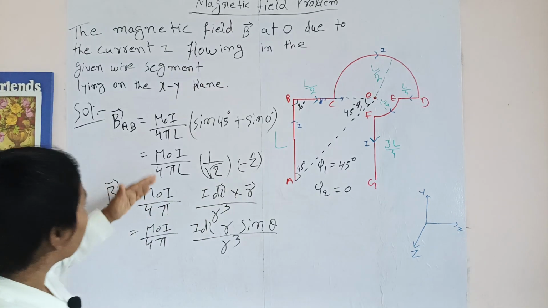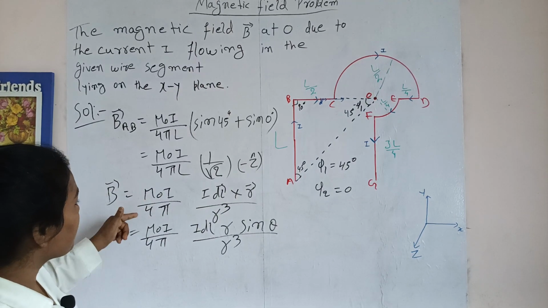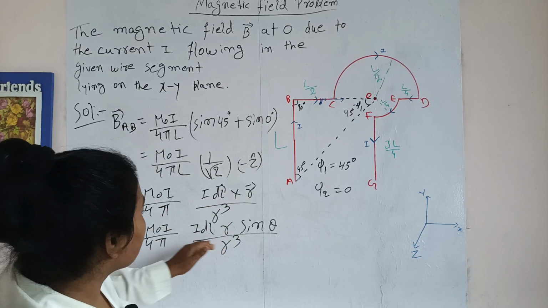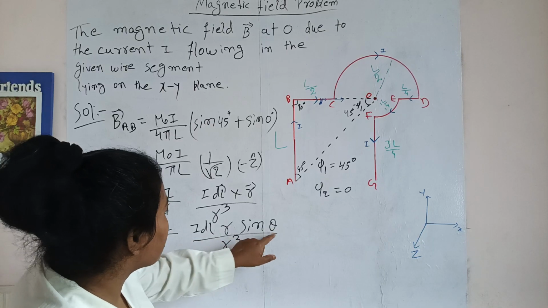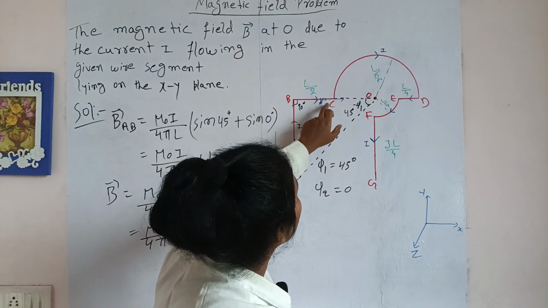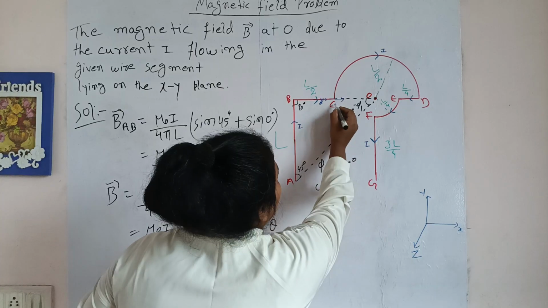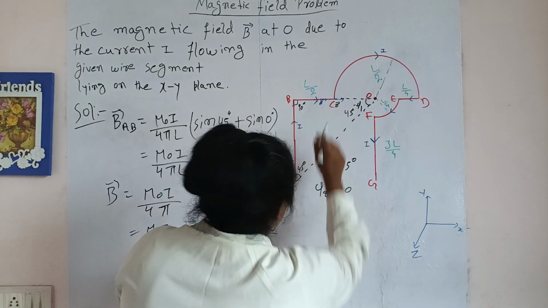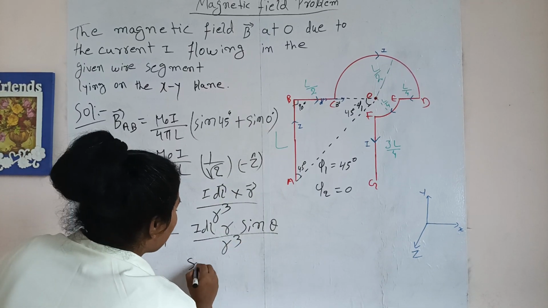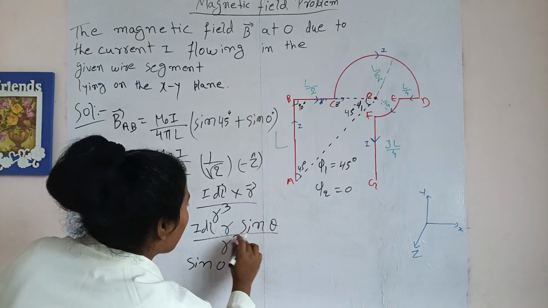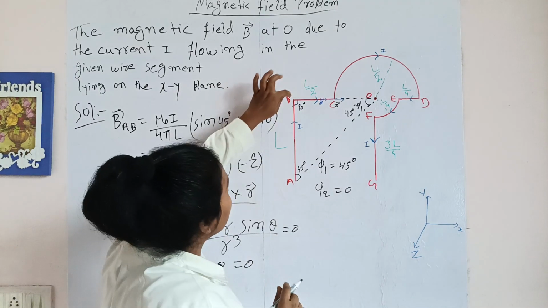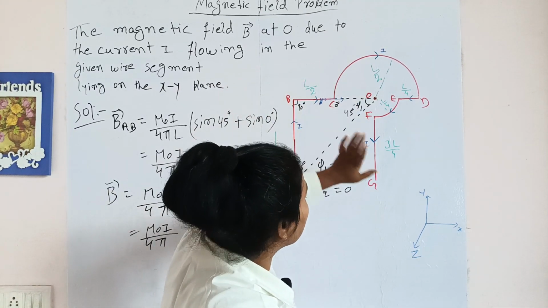As we know, by the Biot-Savart law, the magnetic field is given by this formula, mu naught I by 4 pi, I dL cross r by r cubed, and opening it, I dL r sin theta by r cubed, where theta is the angle between vector I dL and vector r. Here I dL is in this direction and our vector r is also in this direction, which makes sin theta 0. These two are parallel to each other, and since sin 0 is 0 and this is in multiplication form, this entire expression will be 0. So the field due to BC at O becomes 0.